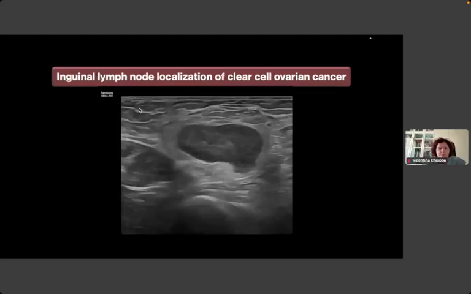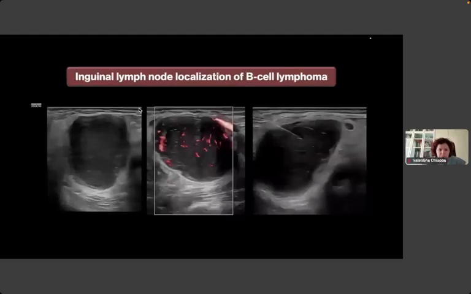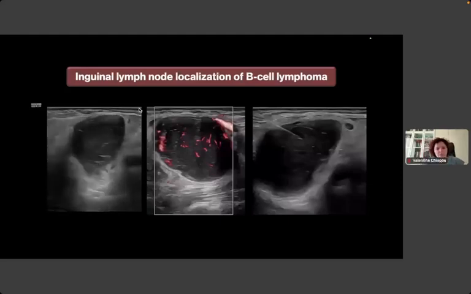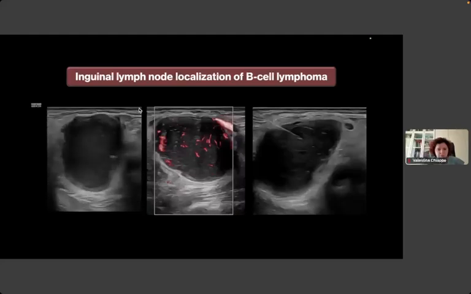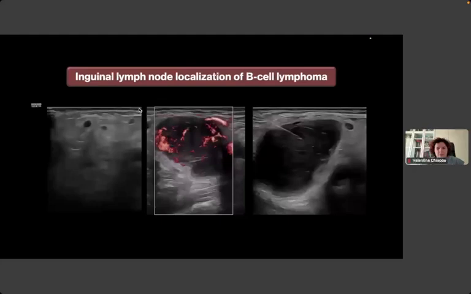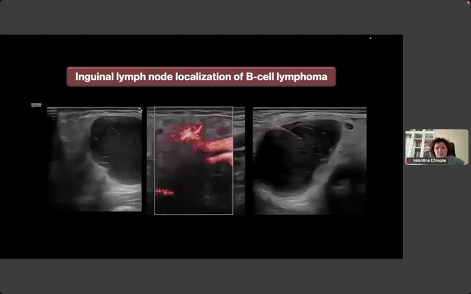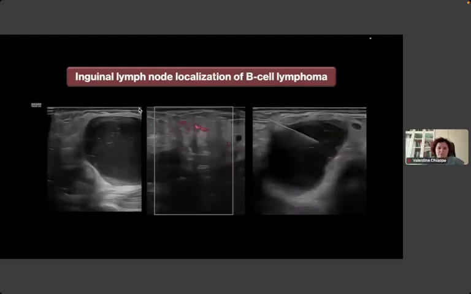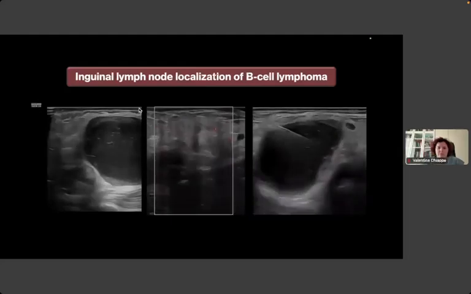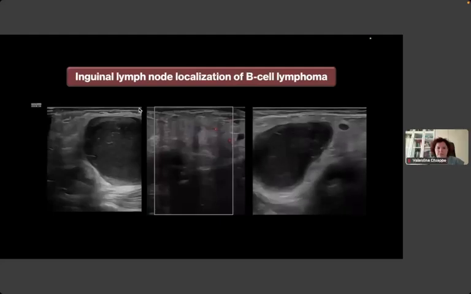In this case, the lymph node is round, irregular, with a reticular pattern, a hyperechoic perilymph node halo, and transcapsular enhanced vascularization. In this case, we perform the fine needle aspiration directly during the ultrasound examination, with the diagnosis of localization of a B-cell lymphoma.